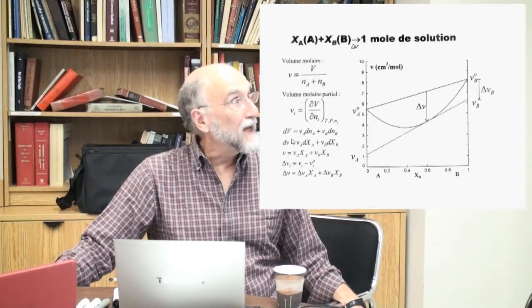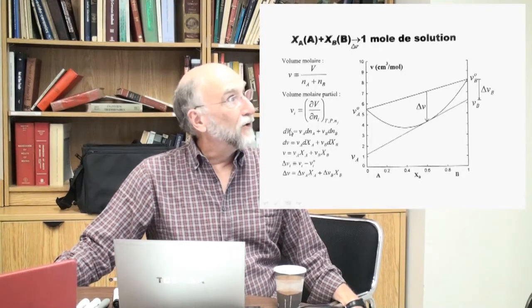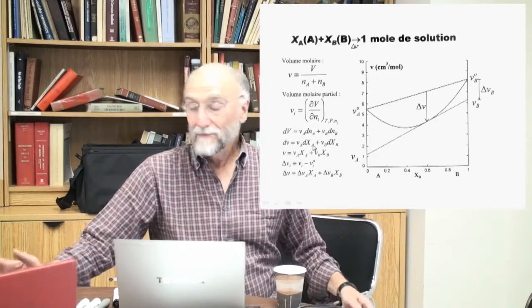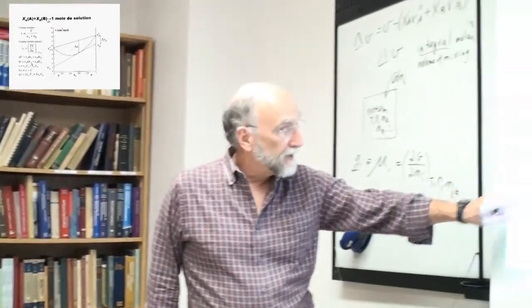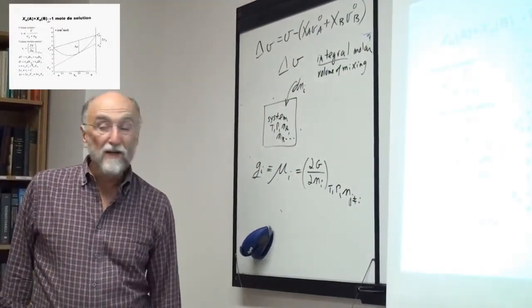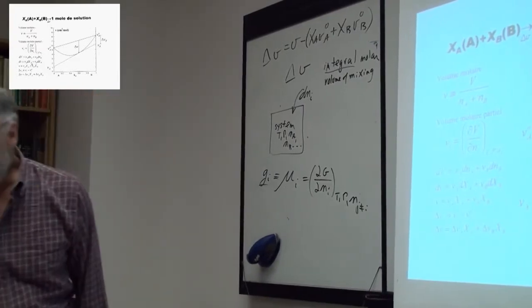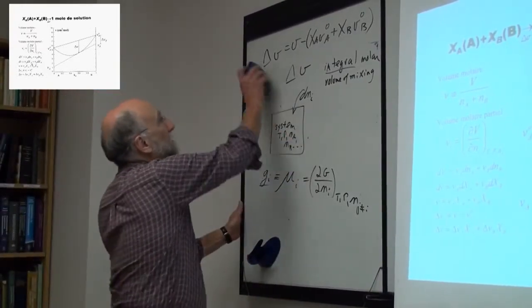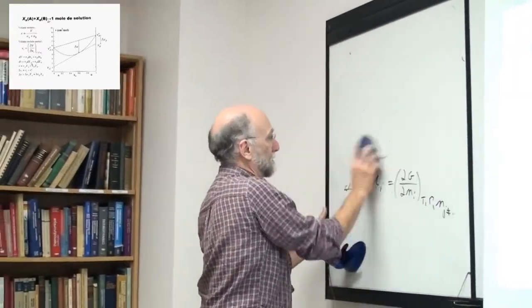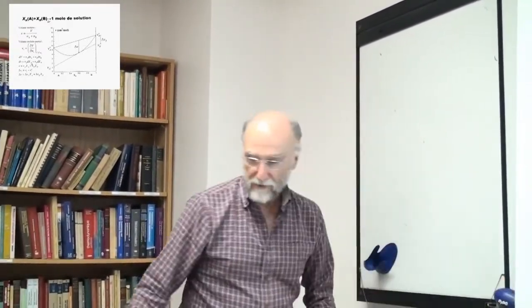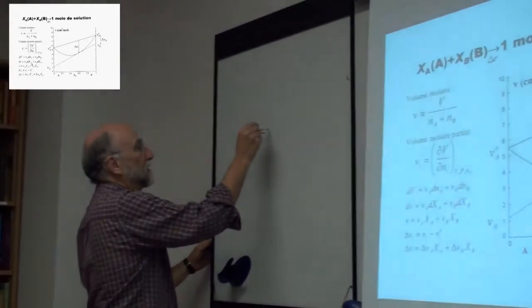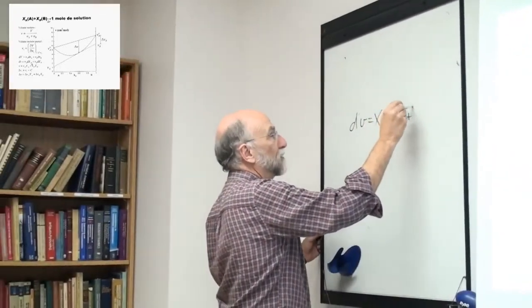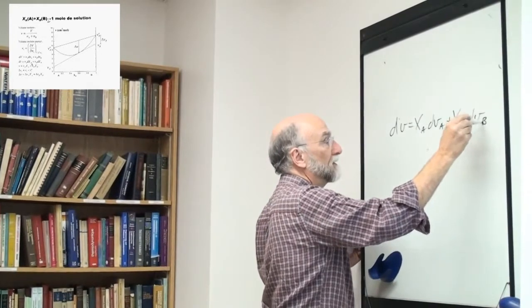Because big V over NA plus NB is little v, and NA over NA plus NB is XA, the mole fraction. Now, I go from this to this, where I've simply taken away the differentials. And this is not totally evident. So I'm going to take this equation here: dV is XA dVA plus XB dVB.